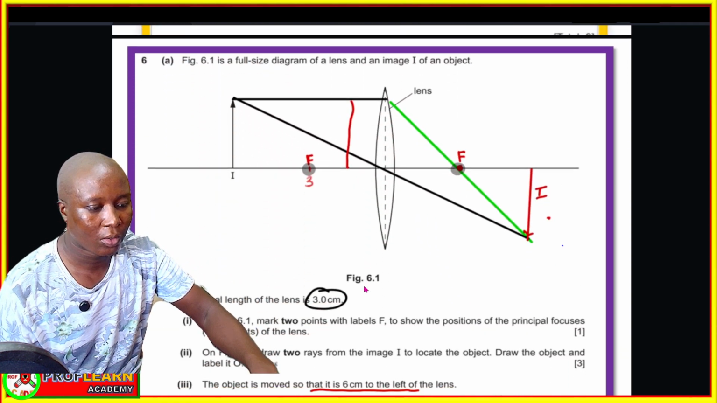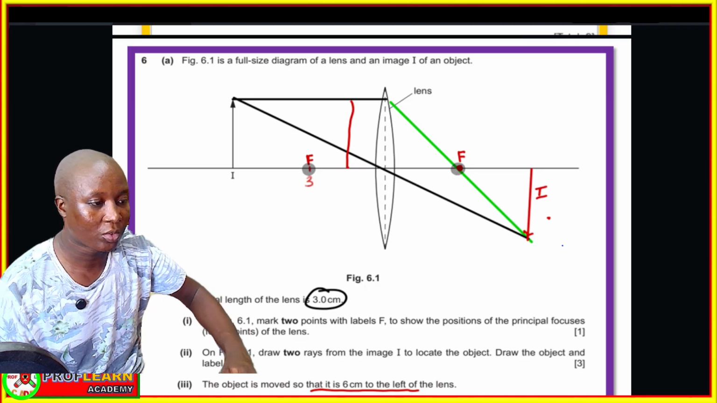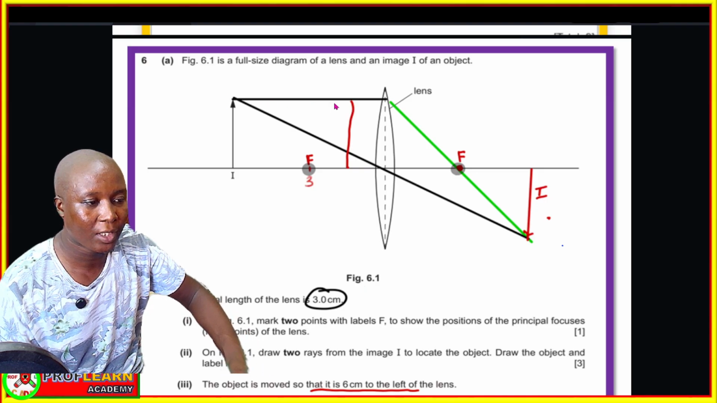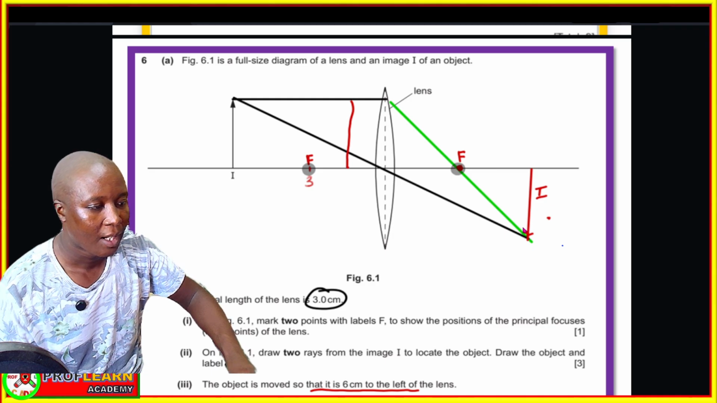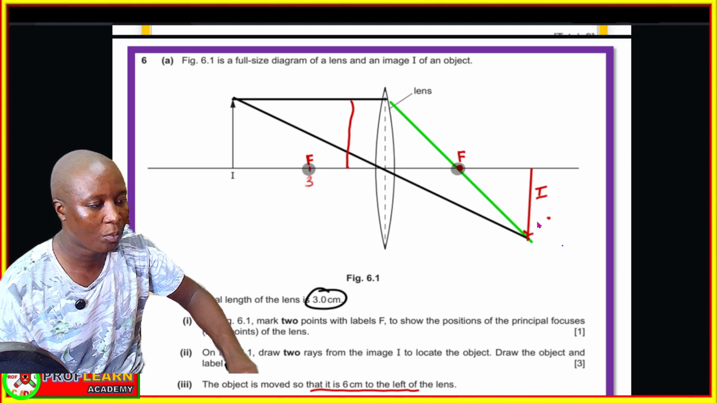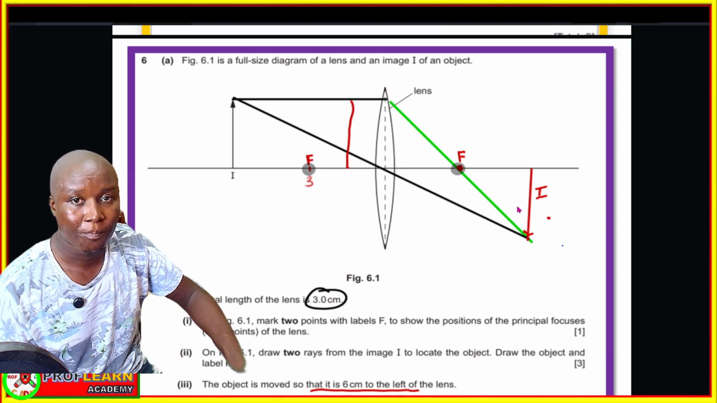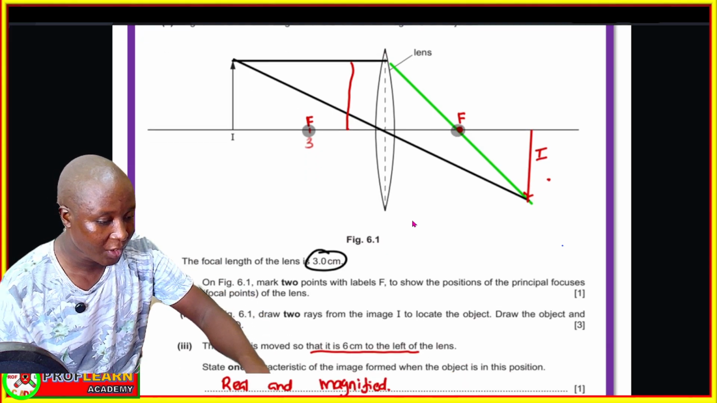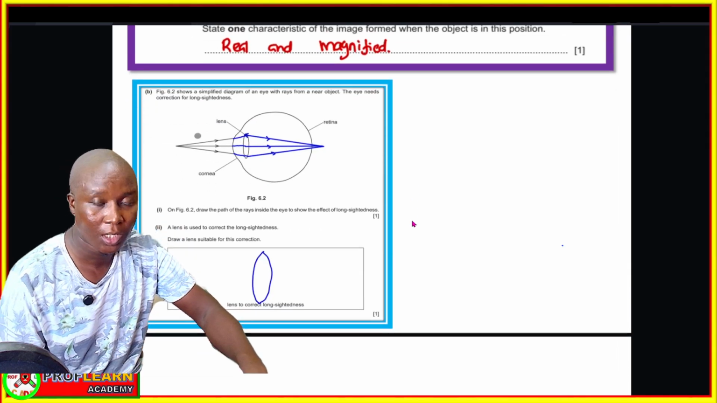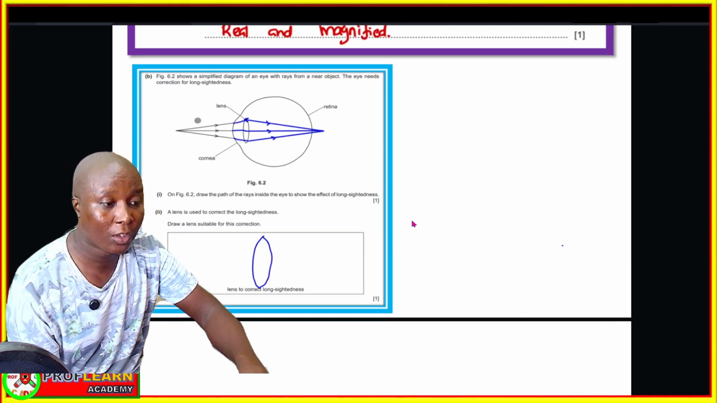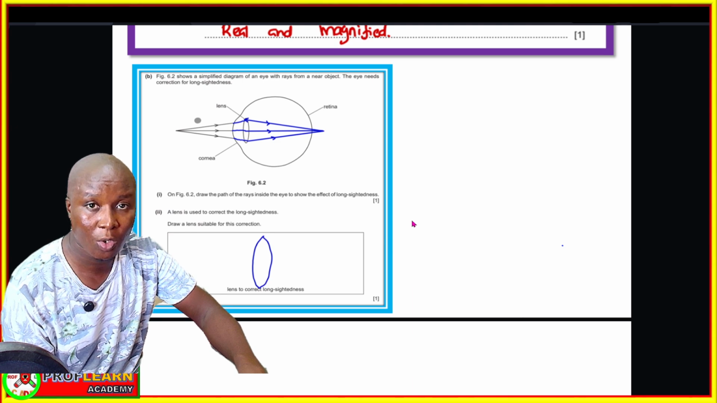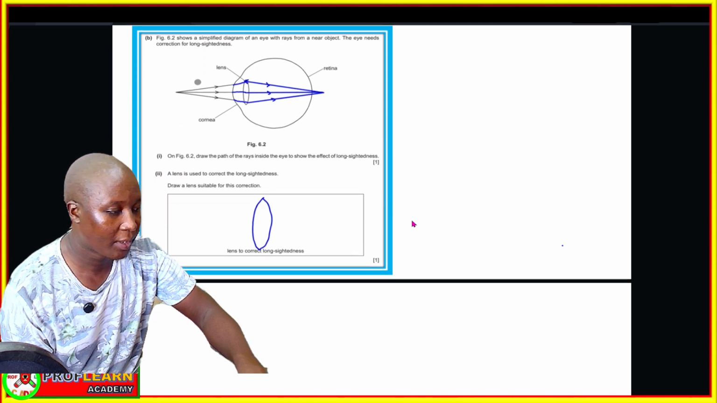There was also a question on thin lenses. Whenever you are constructing ray diagrams, one of the rays will run parallel to the direction of the principal axis, and the moment it hits the lens, it passes through F, and it meets the ray that starts from the center of the lens, and this is going to be an inverted real image. Yeah, so basically that's what the students were supposed to know. Correction of long-sightedness is use of a concave mirror that is shown here.